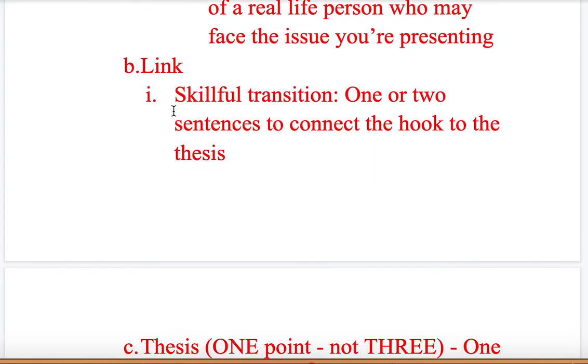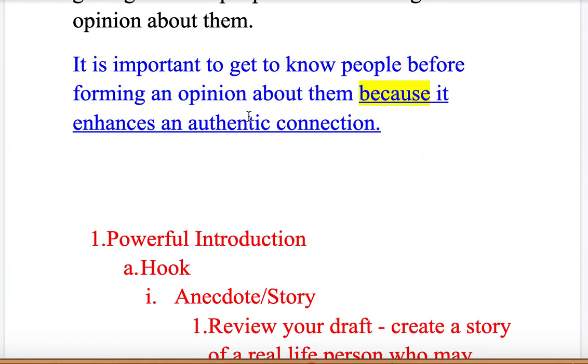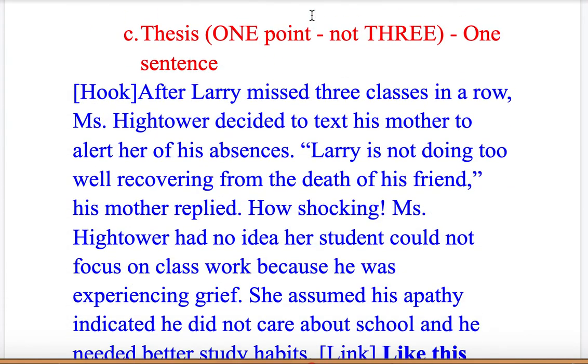Let's take a look at this model. After Larry, remember, we're working on this thesis. It is important to get to know people before forming an opinion. So the story has to match that. Your story has to be connected to the topic.